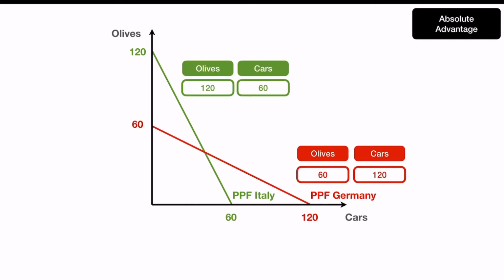Now, it might seem fairly obvious that trade makes sense when one country is better at producing one thing and another country is better at producing another thing. We describe this idea of being better as having an absolute advantage. The country can produce more overall or is more productive with a given quantity of factors than the other country.